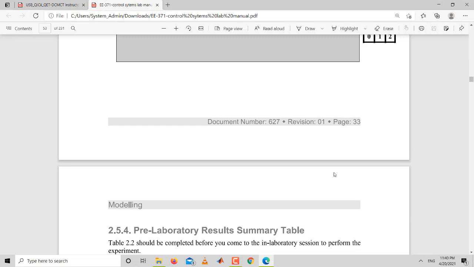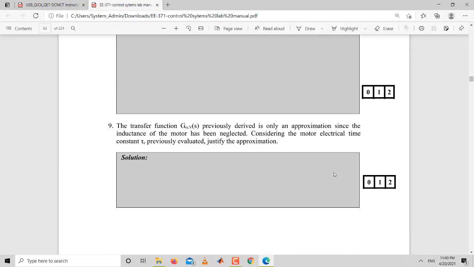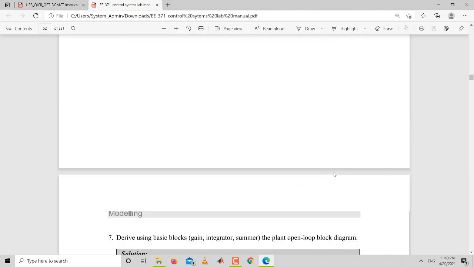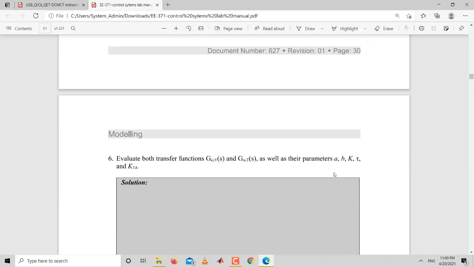The questions that I discussed today, some of them are part of lab number 3 and some of them are part of lab number 2. So please complete your manuals.